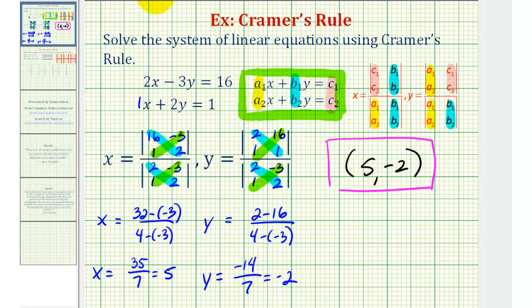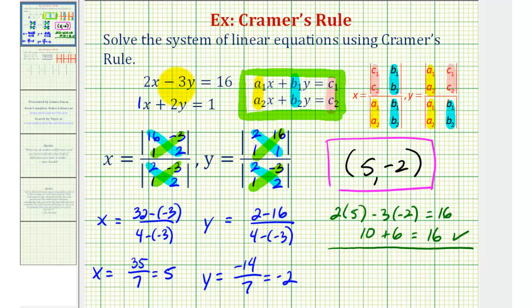Let's go and take a moment and check our solution by subbing the value of x and y into both linear equations. So looking at the first equation, we would have 2 times x, which is 5, minus 3 times y, which is negative 2, equals 16. Well, we'd have 10 minus 3 times negative 2 would be plus 6, which is equal to 16, so that checks. Let's also check the solution in the second equation.